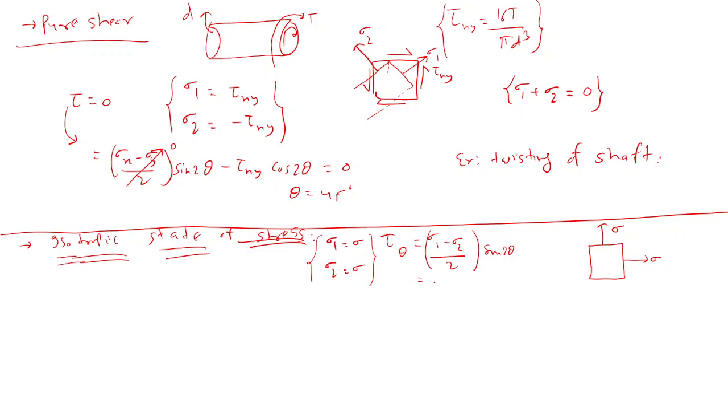So when sigma 1 and sigma 2 are the same, tau theta will become 0. Tau theta becoming 0 means at any angle theta, shear stress would be 0. Means no shear stress at any condition. What does it signify? Can anyone tell? Every plane is a principal plane, because a plane having zero shear stress is a principal plane. So here all planes have zero shear stress, which means all planes are principal planes.